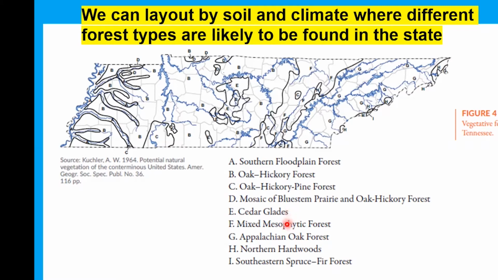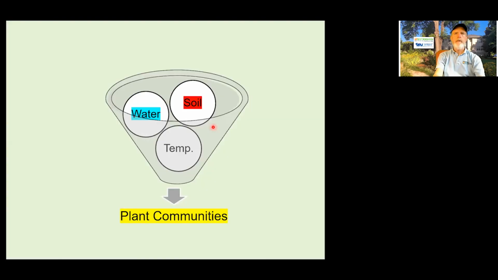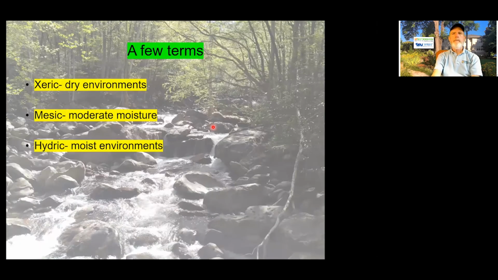Then there's the mesophytic forest, which means basically a middle dryness of the forest, in F right there. G is the Appalachian oak, a lot more oak trees primarily in that area. Then there's the northern hardwoods, and then we start to get into spruce and fir along that edge. So anyway, a lot of different ones, and we'll go through quite a few of these coming up. You put all these together, the water, the soil, the temperature, and you get the different trees that can do well in these areas, these communities.